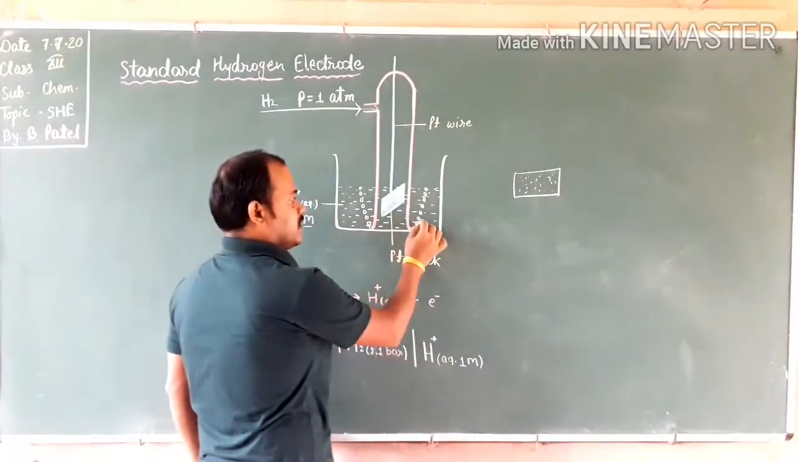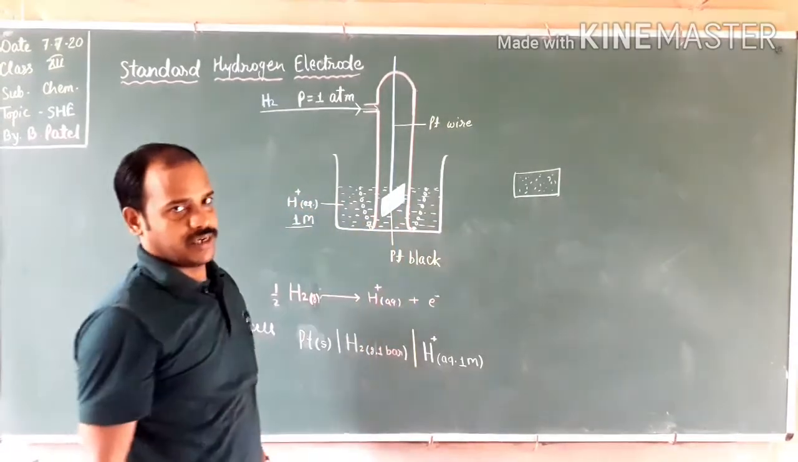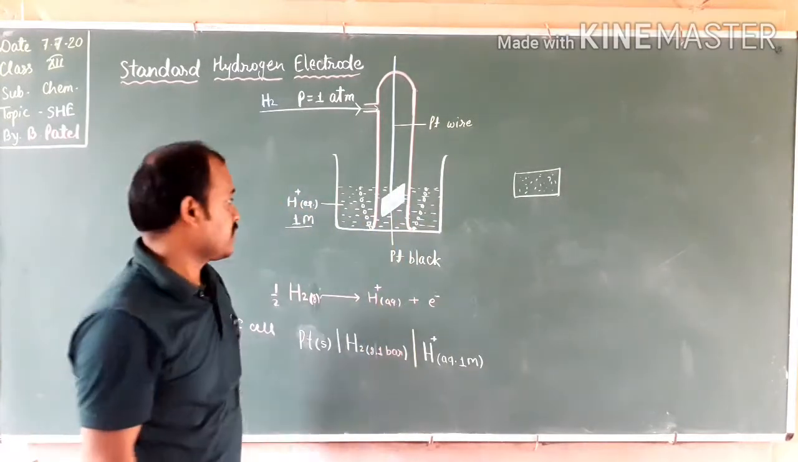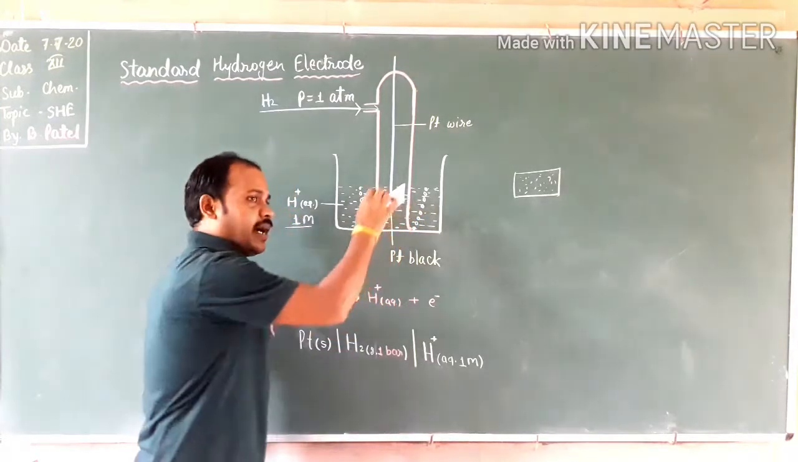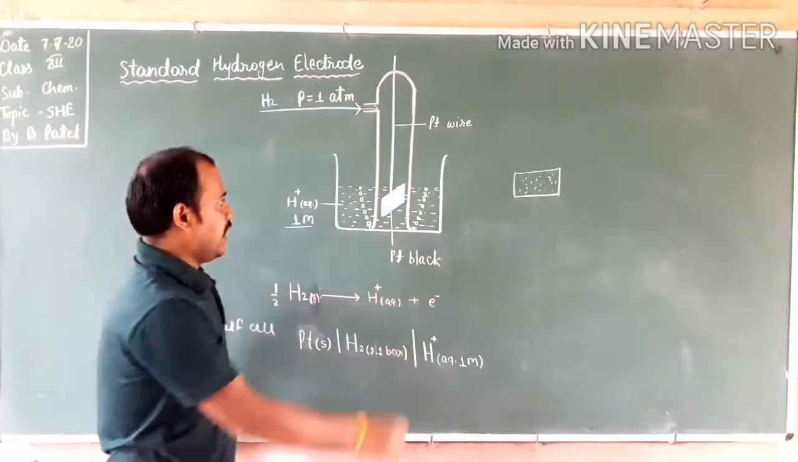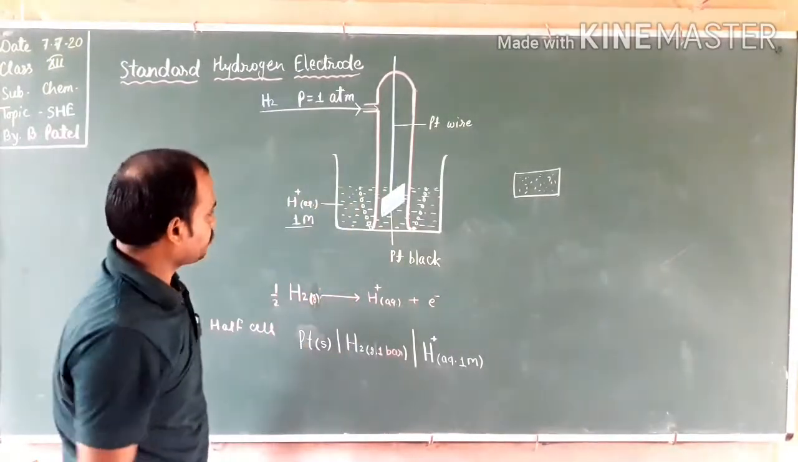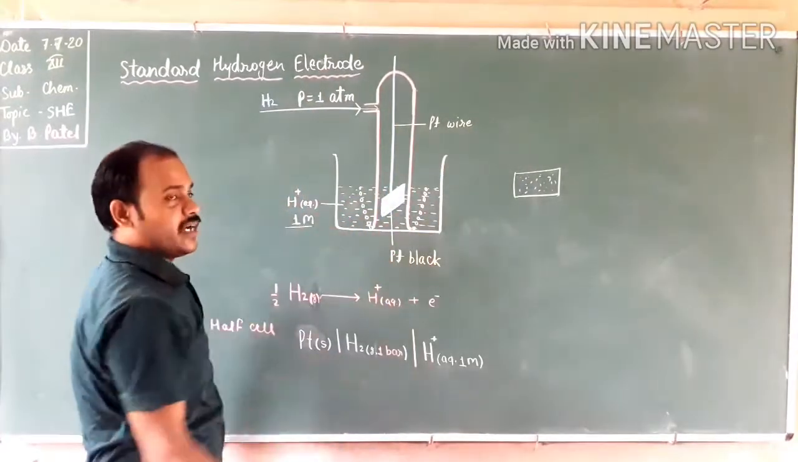How? By forming these bubbles. So this is a saturated solution. Saturated in which term? Saturated means this platinum black has absorbed hydrogen gas to its maximum capacity, and the remaining gas is out. So this electrode is the standard hydrogen electrode.